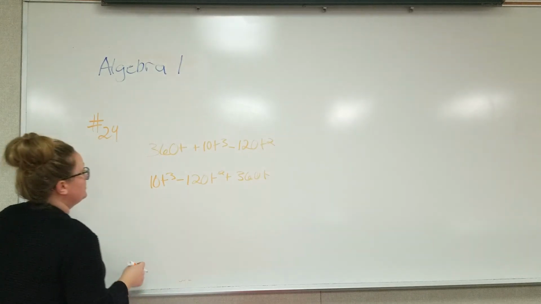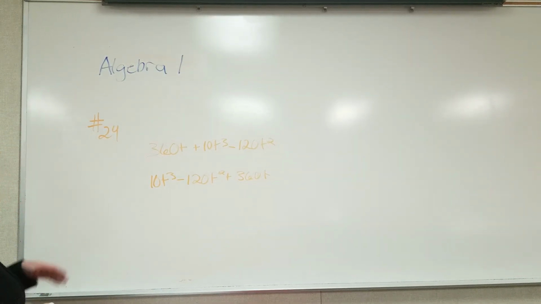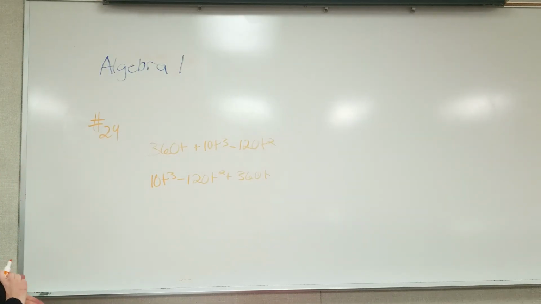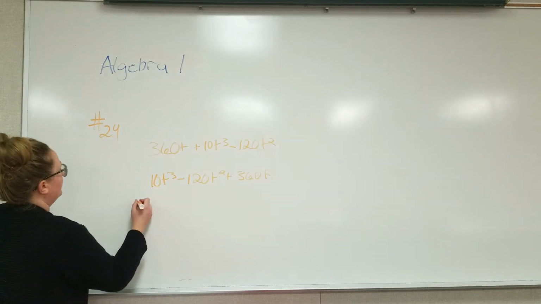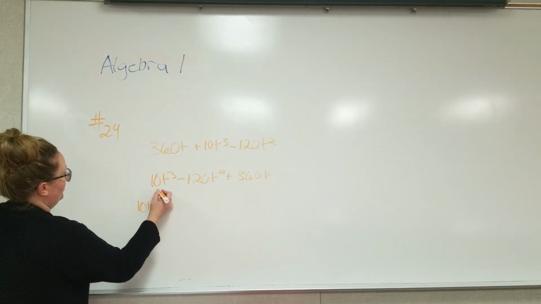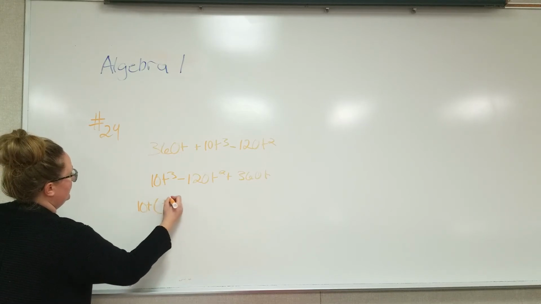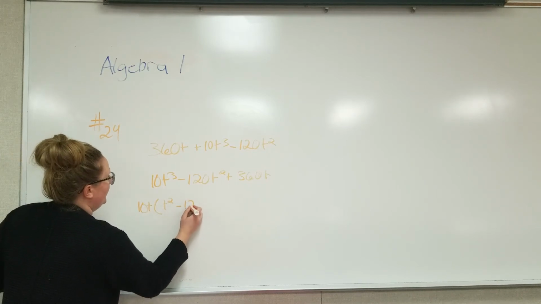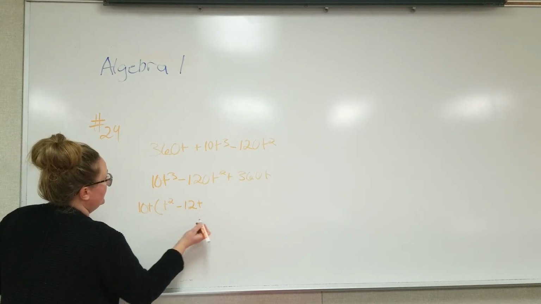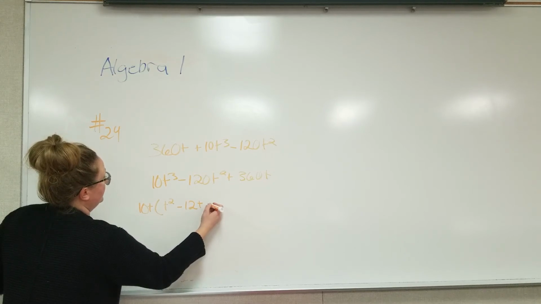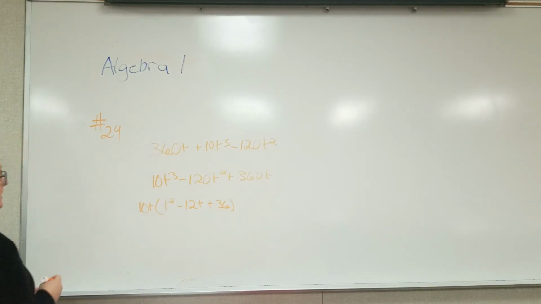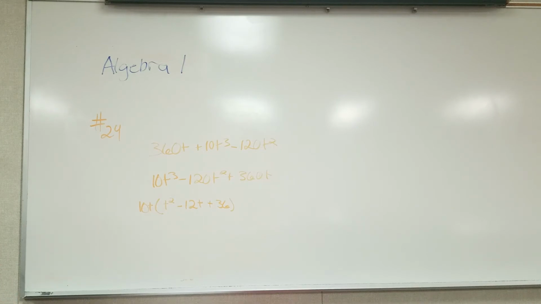Now, all of these terms, there is a greatest common factor. 10 goes into all of these, and also there's one t in every term that can be taken out. So we're going to take out a 10 and one t. So we took out the 10 and then one of those t's, so it should just be t squared. 120 divided by 10 is 12, and we took out one of the t's, so now it's just t. And 360 divided by 10 is 36, and we took out that t. So now we have 10t and then t squared minus 12t plus 36.